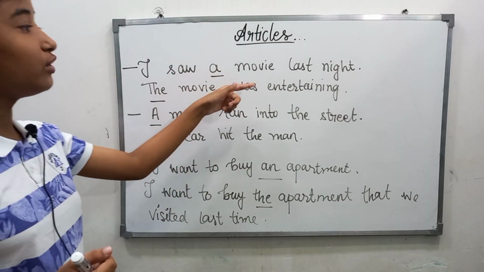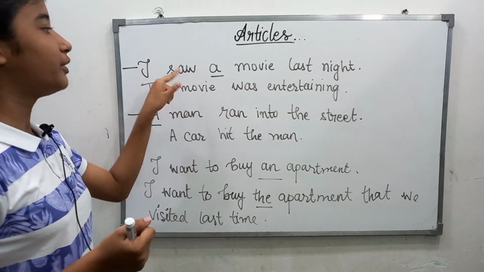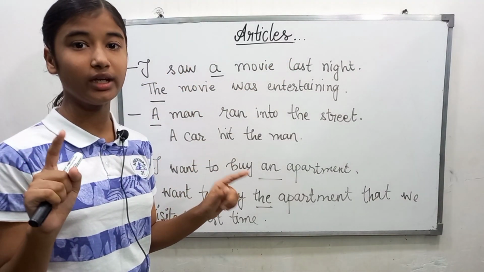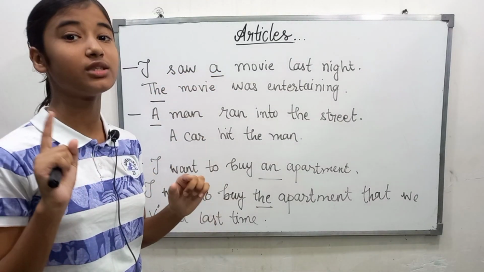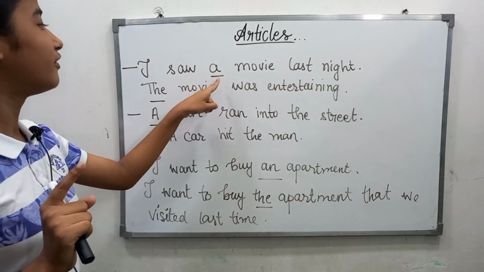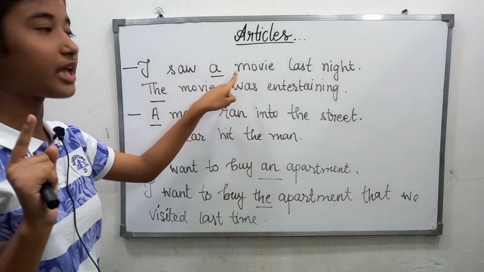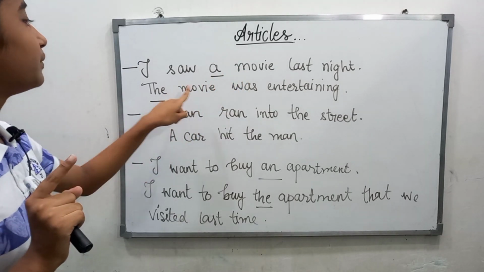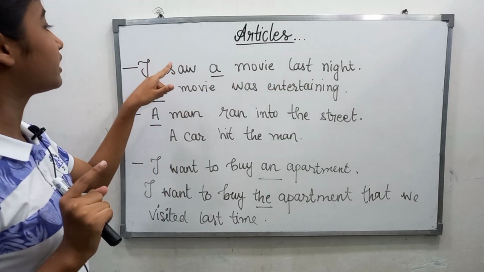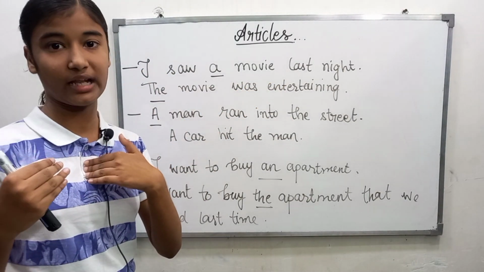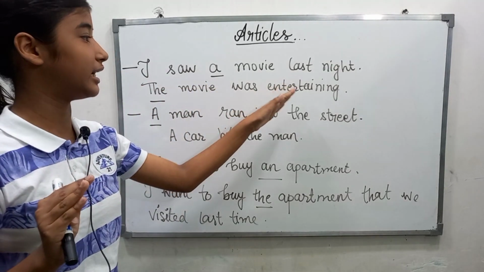I saw a movie last night. The movie was entertaining. Now here we are talking about just one movie, and we have not given a name to the movie because the movie is not specific. That's why we are putting "a". And of course the sound is the consonant sound. That's why we are putting "a". The movie was entertaining. Now here, in the earlier sentence we told them, I saw a movie last night, and the movie that I saw was really entertaining.